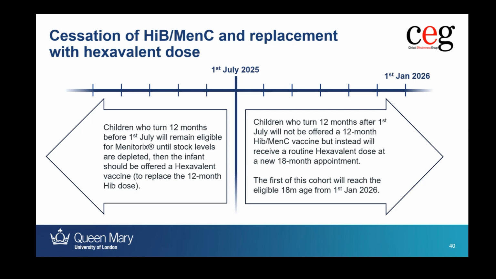Once we hit the 1st of July, there will be a gap until the 1st of Jan, because children who turn 12 months on or after the 1st of July won't be offered that until they hit 18 months. And the first cohort of that, those who were 12 months on the 1st of July, would turn 18 months from the 1st of January. So this 18-month appointment starts from the 1st of January 2026, and they will get a dose of hexavalent vaccine at that appointment. If we can go to the next slide, please.